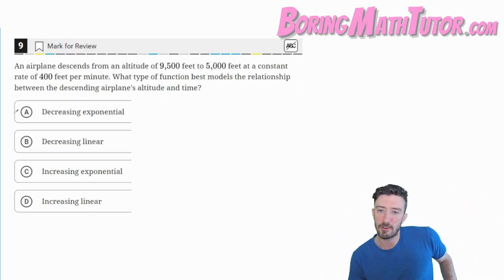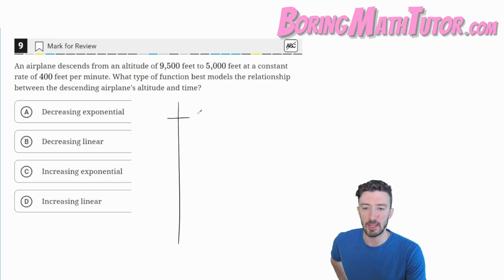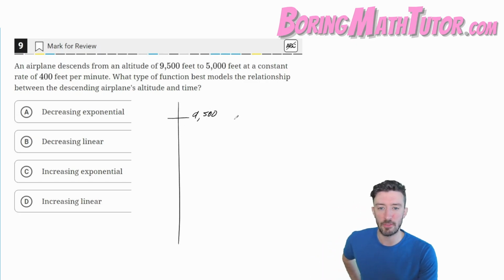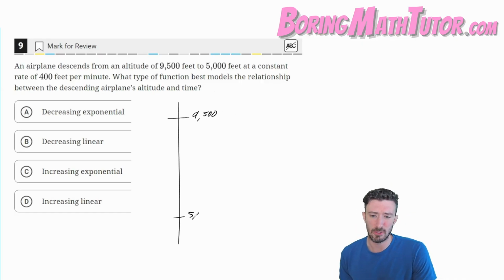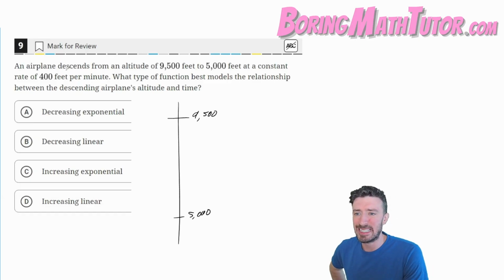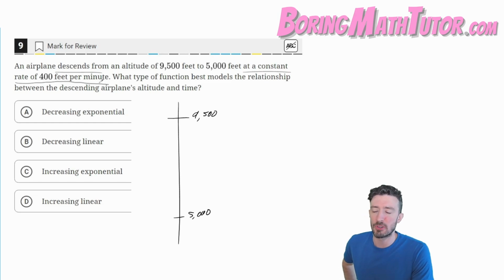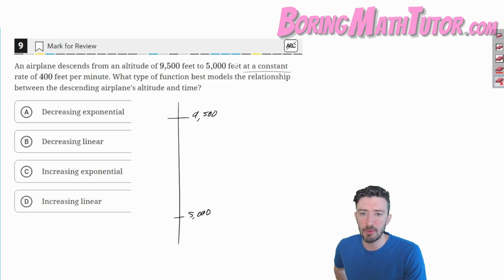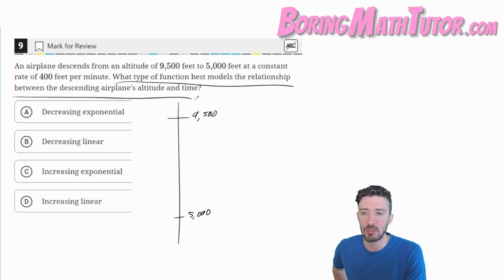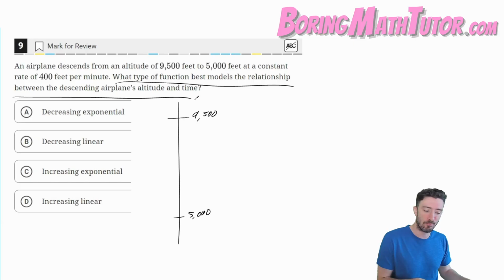All right, we got ourselves an airplane that starts at 9,500 feet in the sky, and then it eventually makes it down to 5,000, but it's descending at a constant rate of 400 feet per minute. And they want to know what type of function best models the relationship between the descending airplane's altitude and time.